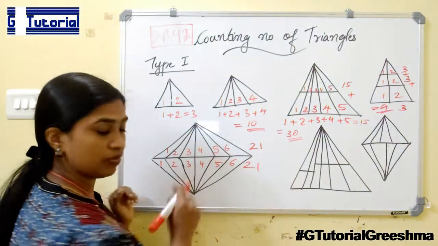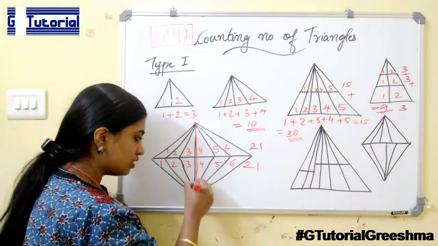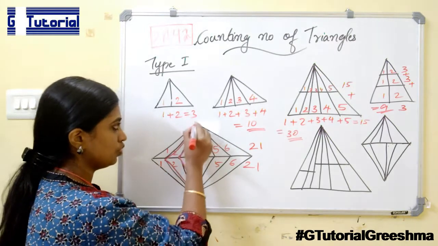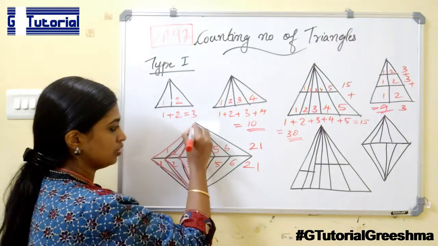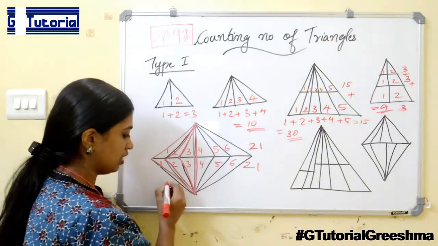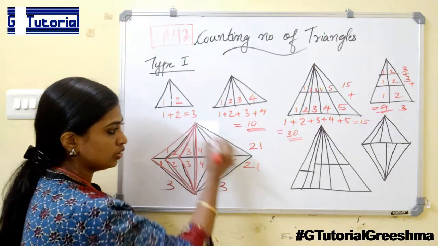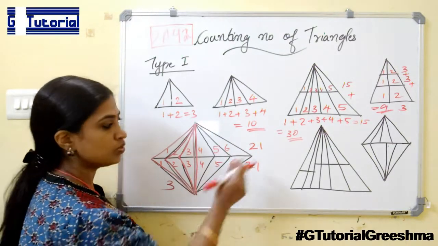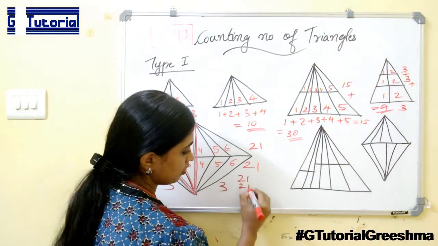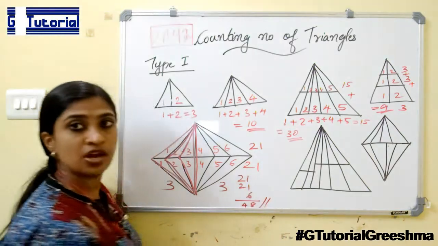So 21 plus 21. We cannot stop there. There is a triangle like this. 1, 2 and 3. And this is a symmetric part of this. So here also there are 3 triangles. Here there are 3 triangles. Here also there are 3 triangles. 1, 2, 3. So the sum is 21 plus 21 plus 6, which is 48. So the number of triangles is 48.